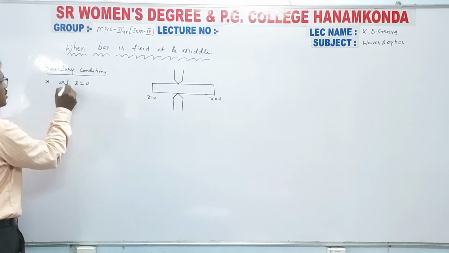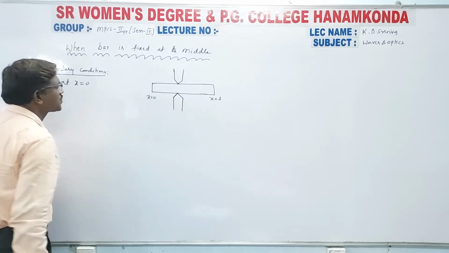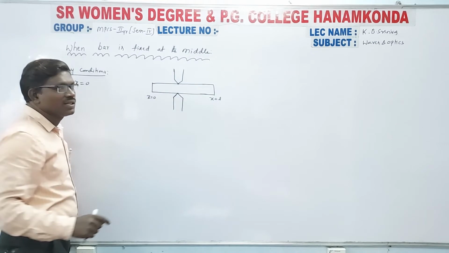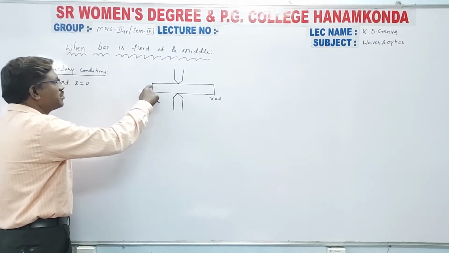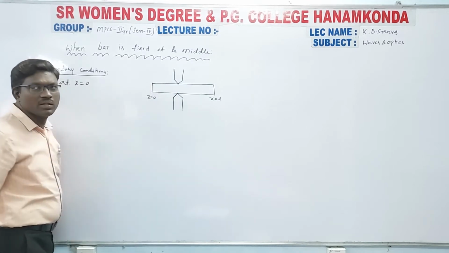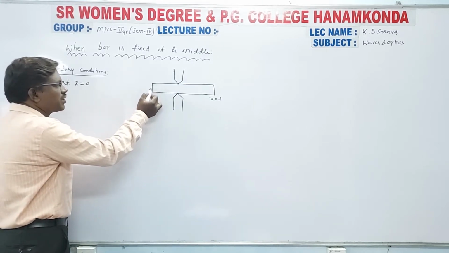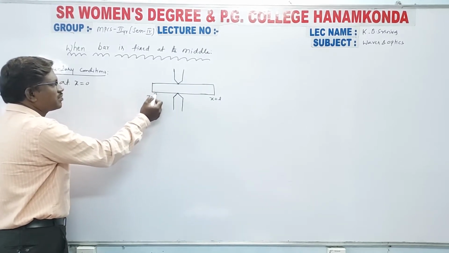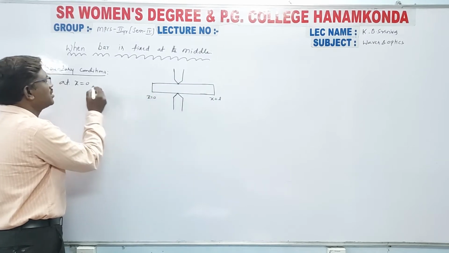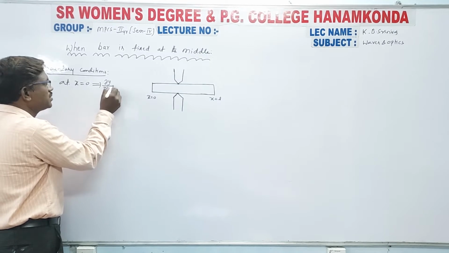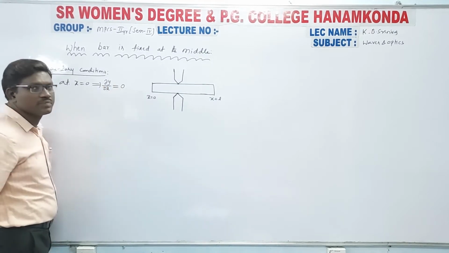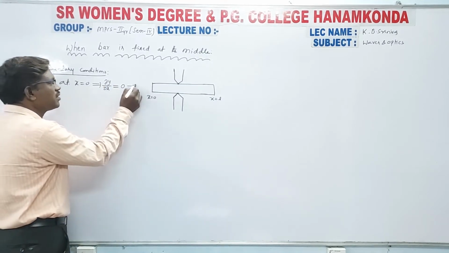At x equal to 0, that is at the first end, this end is a free end, it can vibrate freely, so the displacement is maximum. In the case of a free end, the displacement of the bar becomes maximum, therefore its first derivative becomes minimum. Already we have used this type of case. This is boundary condition 1.